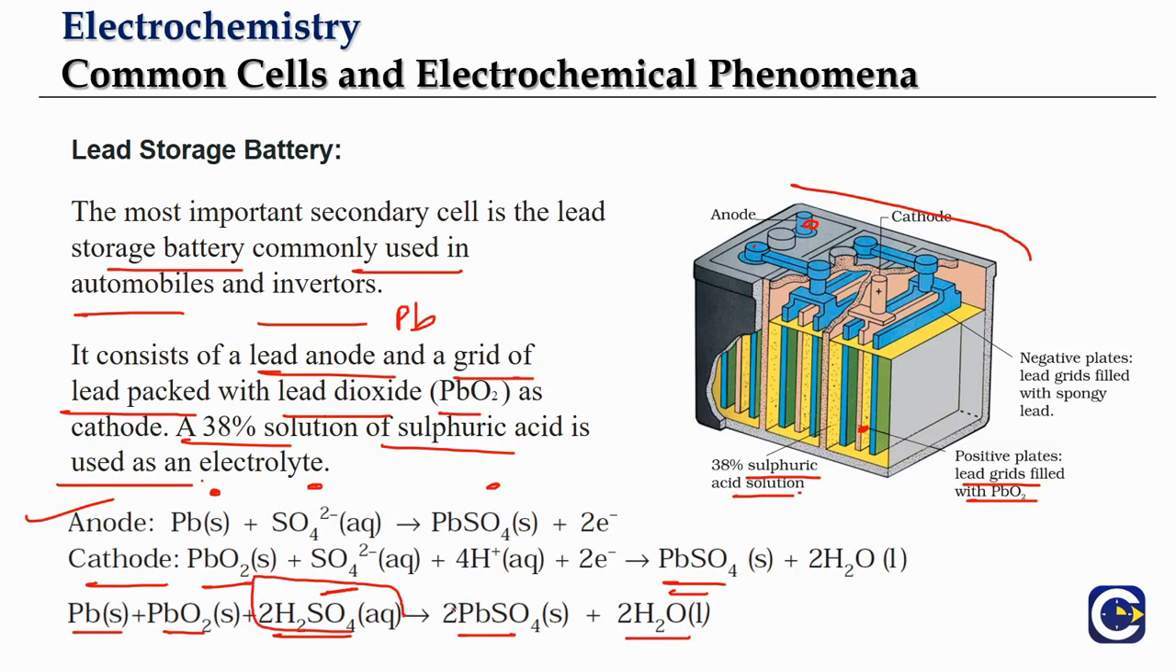Now I want you to observe one thing here: in the overall cell reaction, the electrolyte does feature. The electrolyte is getting consumed, and that is the difference between the lead storage battery and the mercury cell, because in the mercury cell overall reaction, the electrolyte KOH does not feature. So if we pass current in the opposite direction, the anode reaction will be reversed and the cathode reaction will also be reversed, means at the anode Pb is going to be formed, at the cathode PbO2 is going to be formed, and we can again reuse the lead storage battery. So this is the working of a lead storage battery.